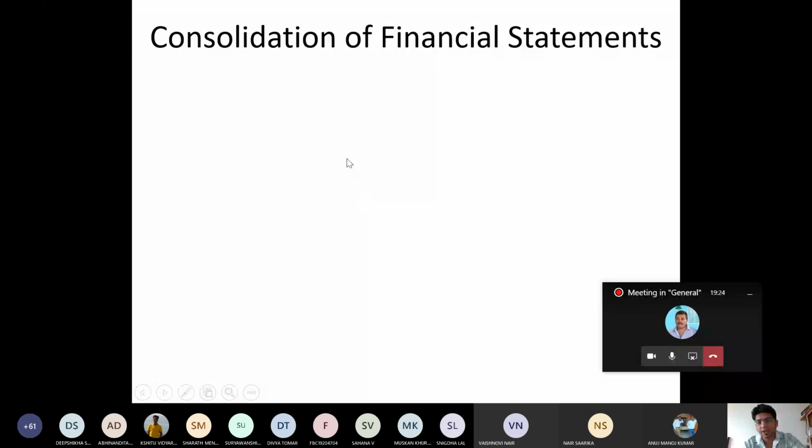Consolidation of financial statements. Okay, so I am not just going to teach you the plain format of consolidation. I don't want you guys to mug up the format of consolidation. So I'll tell you step by step what we are supposed to do. What is the logic for making the consolidation? Let us say we have 3-4 companies in the same group.